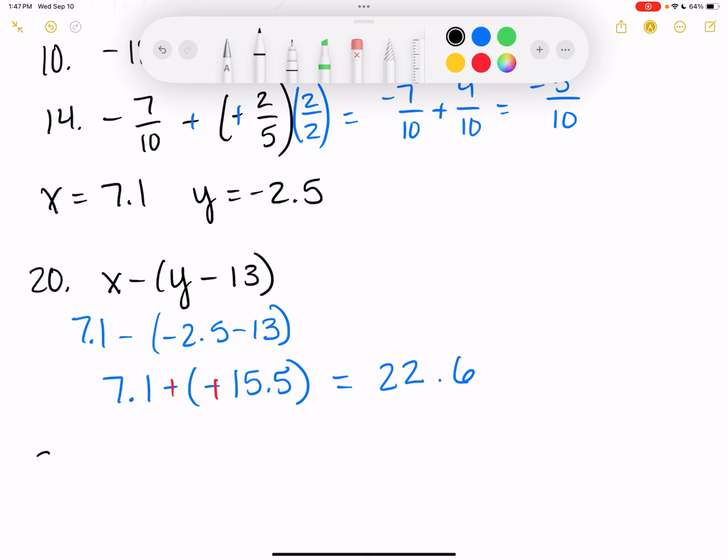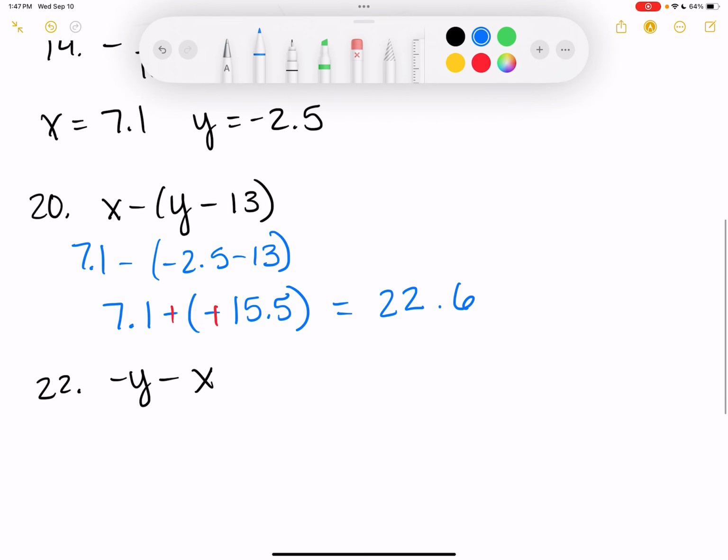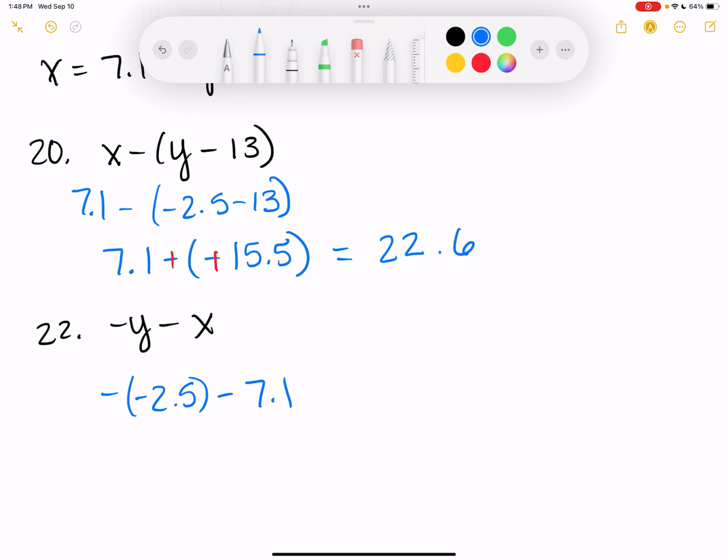Negative y minus x. So plug in. Negative times negative 2.5 minus 7.1. What happens here? You plus a plus. Who told you plus a plus? Probably Miss Havens. No, Mr. Manning. I was just wondering. I've just never heard plus a plus.